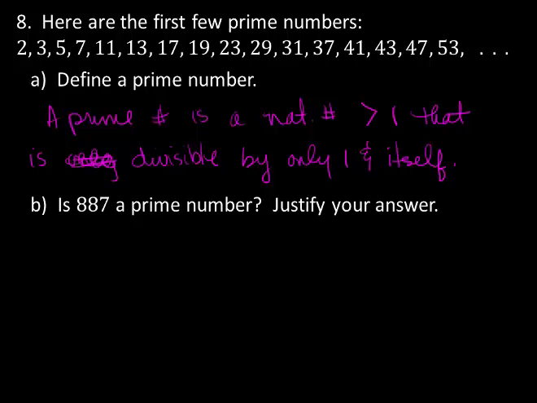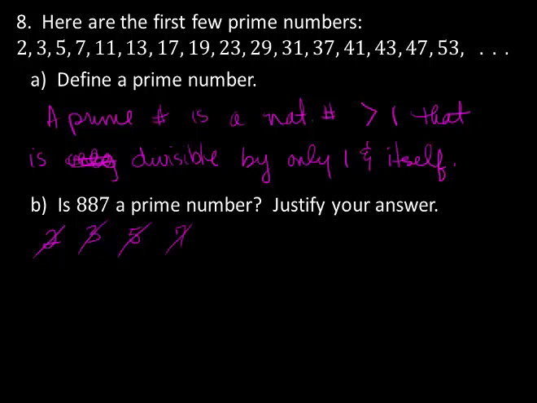Is 887 a prime number? Well, we can't be sure by just looking at it, but we'll try a few primes. Is it divisible by 3? Well, the sum of its digits is not divisible by 3, or you could just try 3 with your calculator. By the way, clearly it's not divisible by 2. It's not even. It's not divisible by 3. Try 5. Well, you can see it's not divisible by 5. Try 7 into 887, and you'll see it's not divisible by 7.